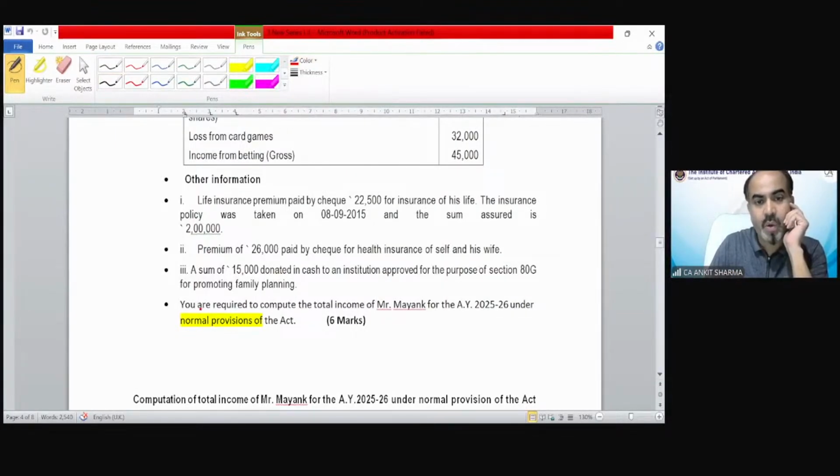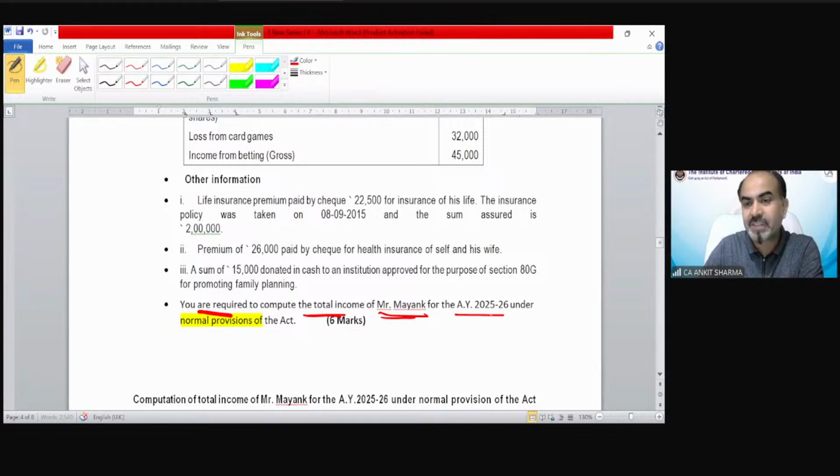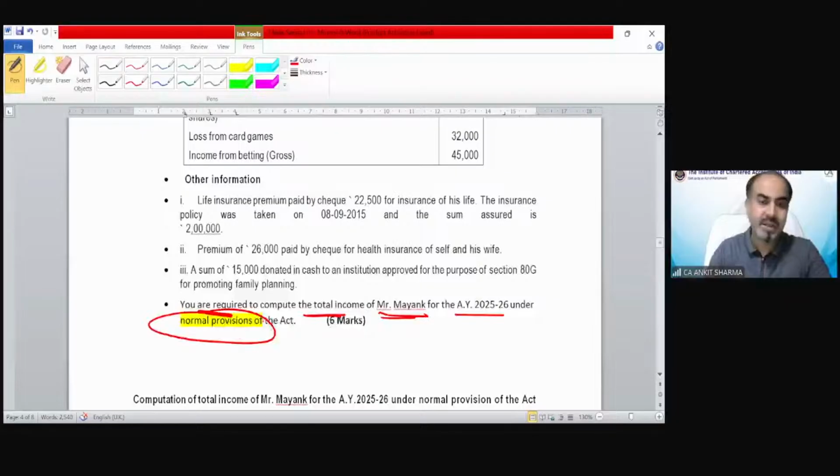that you are required to compute the total income of Mr. Mayank for assessment year 25-26 under the normal provisions of the Act. That is a very important thing in this attempt also, that we now have two regimes. So we have to be very careful before solving the question and know earlier whether I need to solve this question as per the default tax regime, or as per the optional tax regime.